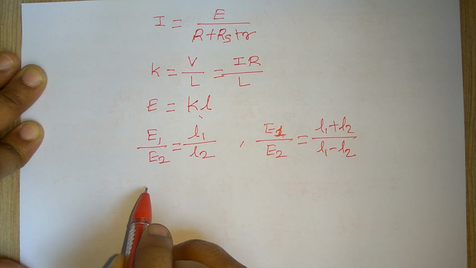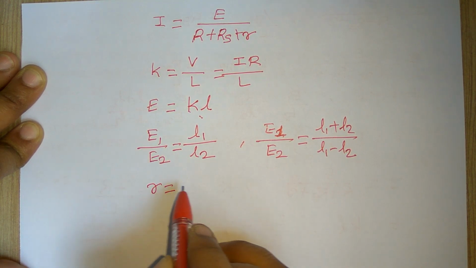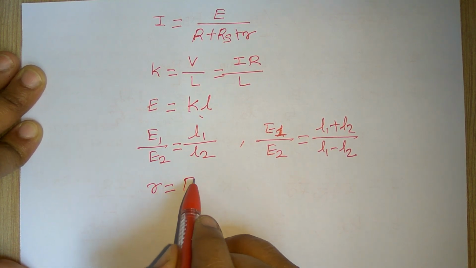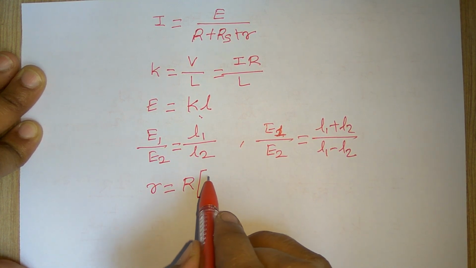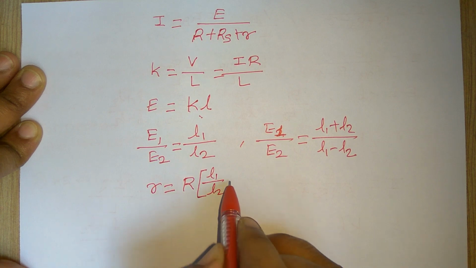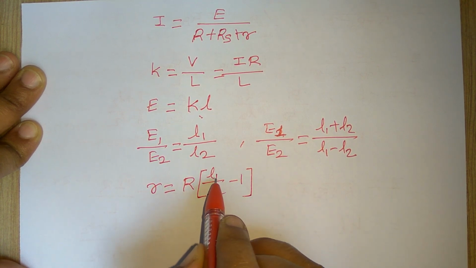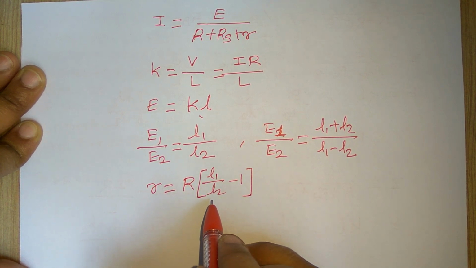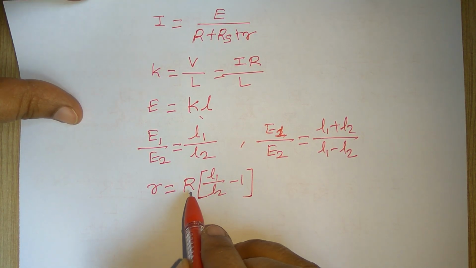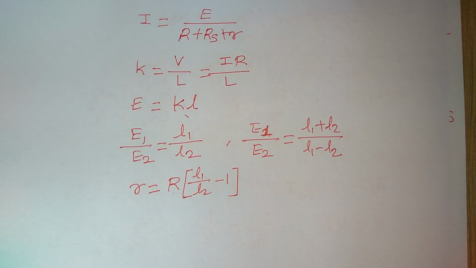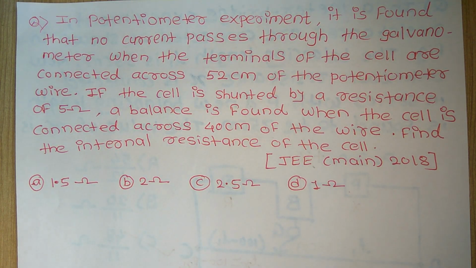Next, we can find the internal resistance of the cell, r, equal to the resistance R connected in parallel to the EMF, into L1 by L2 minus 1. L1 is the balancing length when only the EMF is in the circuit. L2 is the balancing length when the parallel resistance R is connected in parallel to the EMF. Using this formula, we can solve the example.